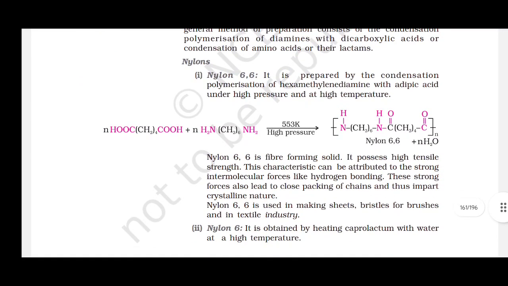Nylons. First, nylon 6,6. It is prepared by condensation polymerization of hexamethylene diamine with adipic acid under high pressure and at high temperature. तो आप यहाँ पर देख लो, देखो हेक्सामिथिलीन हमने लिया है और उसको रिएक्ट करवाया किससे? एडिपिक एसिड से, और फिर हाई टेम्परेचर पे क्या हो जाएगा? नाइलॉन 6,6 बन जाएगा.